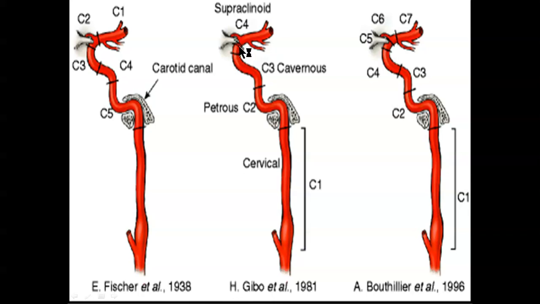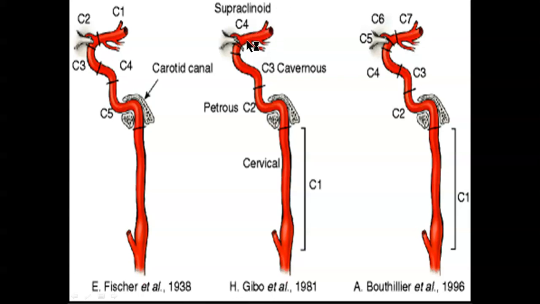Then above this part, the clinoid part, everything was supraclinoid because it's above the clinoid segment. Gibo just simply called it the supraclinoid segment, whereas Boutelier further divided this supraclinoid segment into two parts, C6 and C7. C6 is because of the origin of the ophthalmic artery, therefore calling it the ophthalmic segment, C6. And this one is the communicating segment because of the posterior communicating artery and the anterior choroidal artery origin, which was named C7.